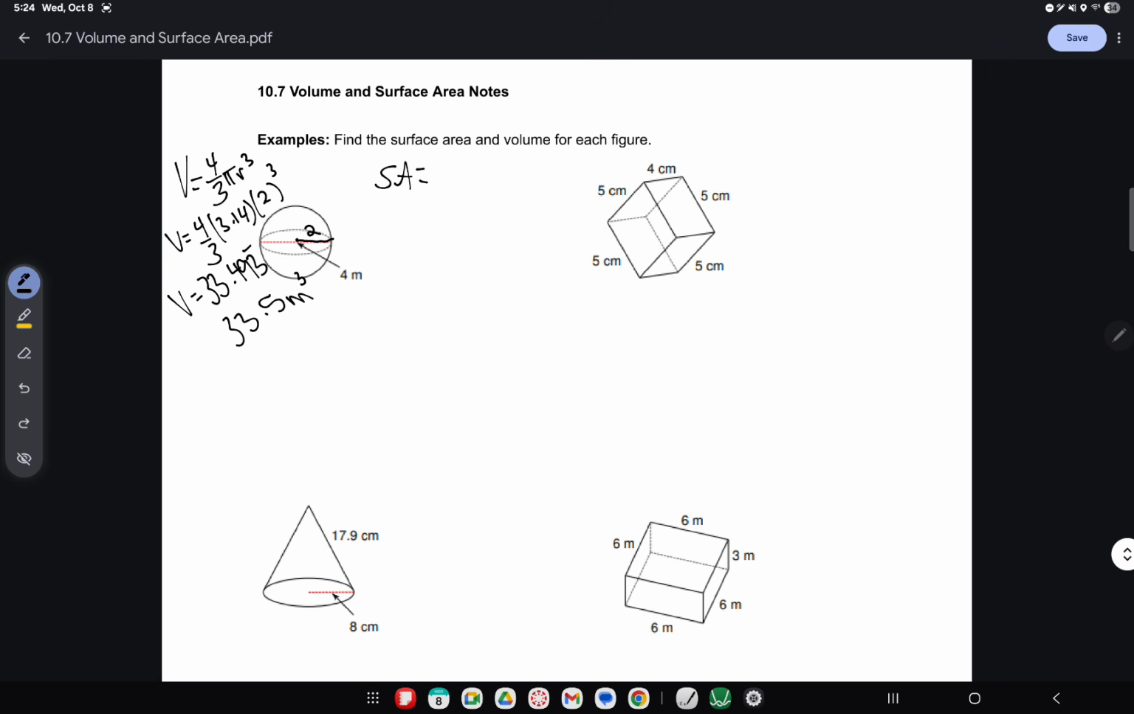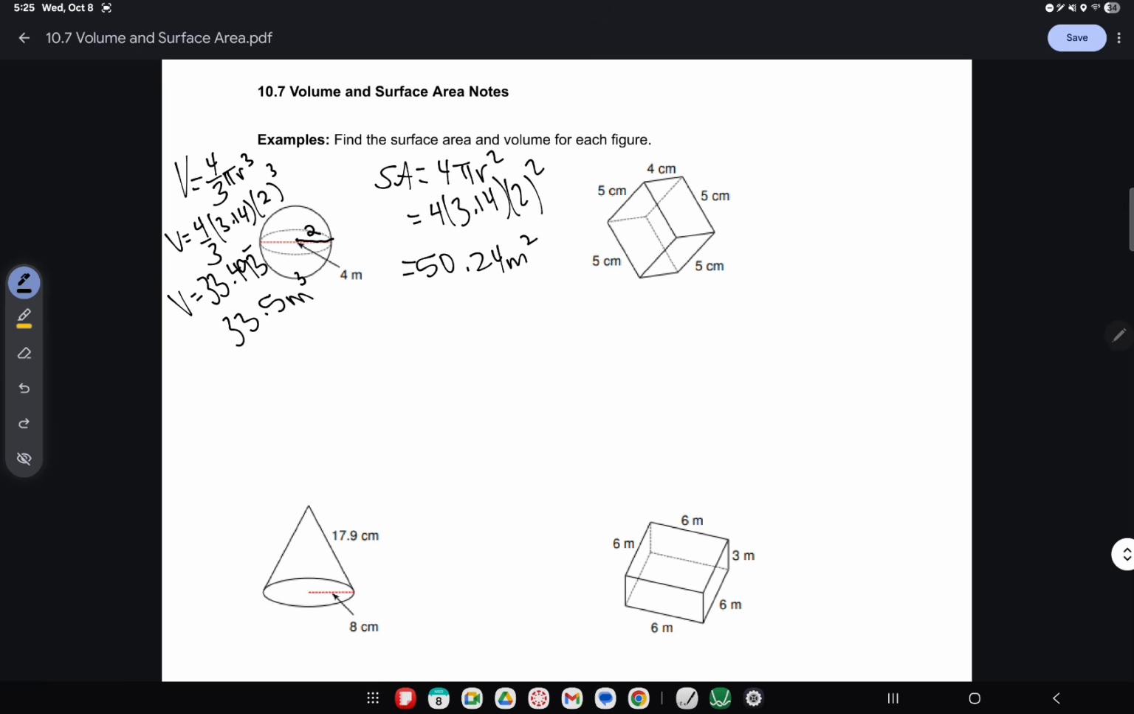And the surface area is 4 pi r squared. So 4 times 3.14 times 2 squared. And I get 50.24 meters squared.